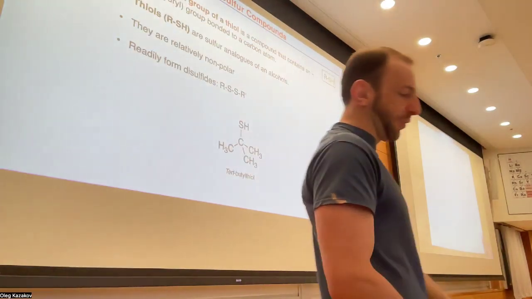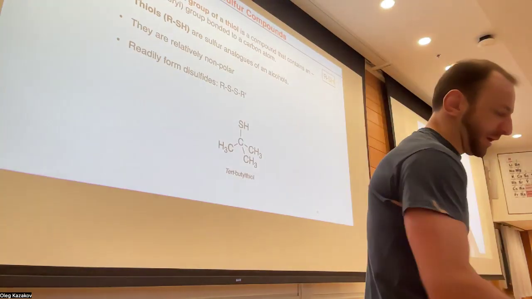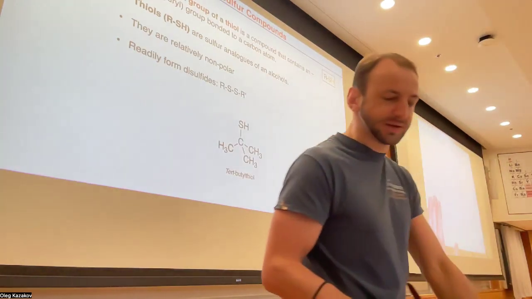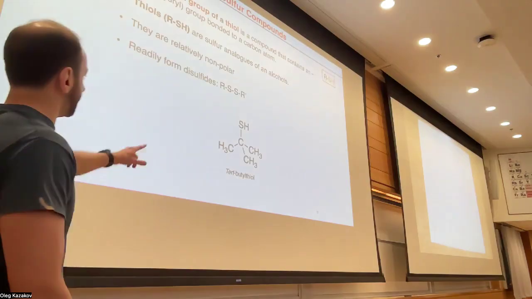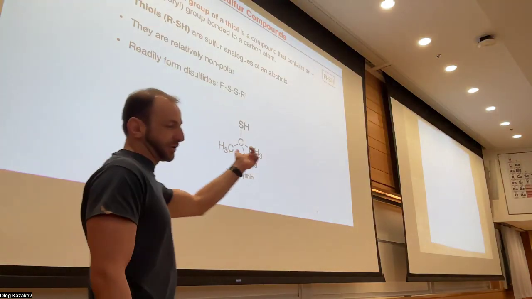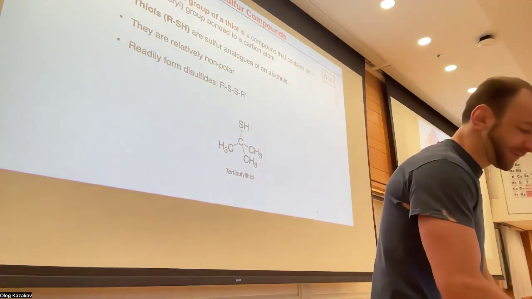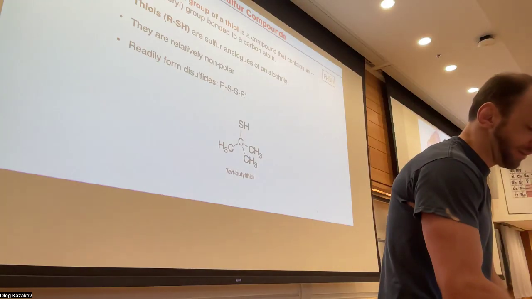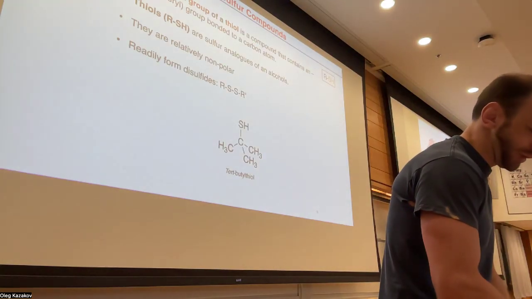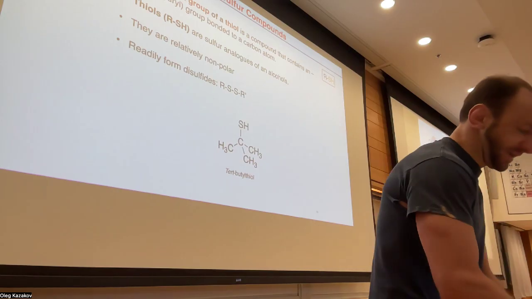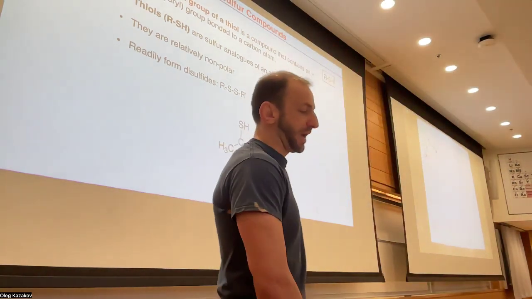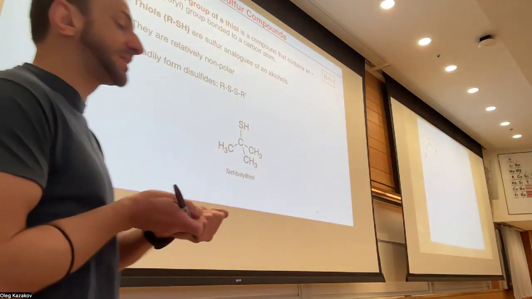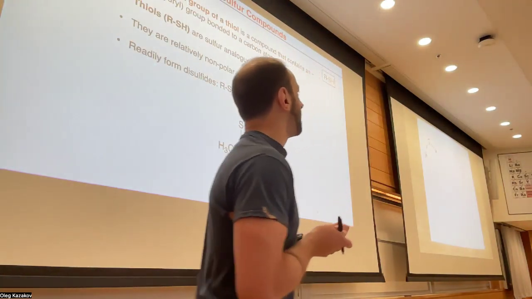So what do I mean by this? If we think about this guy, tert-butyl thiol, where does it come from? It comes from H2S, as several of you mentioned very wisely. So that's the one, H2S. So what is H2S? This is technically an acid. It is a weak acid.